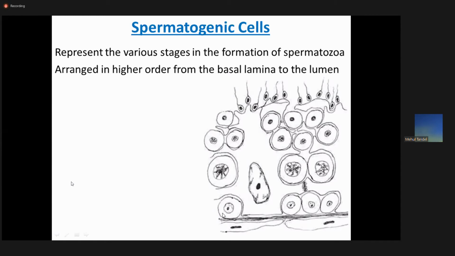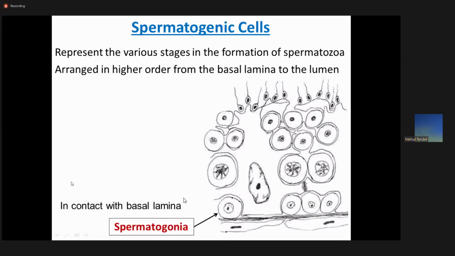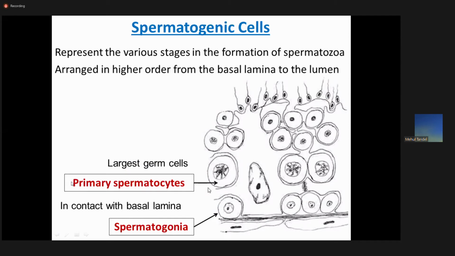Near the basal lamina there will be spermatogonia, and towards the lumen there is a mature cell, which forms later. Clear? So near the basal lamina there is the presence of spermatogonia, which lie in contact with the basal lamina. Above it there is the presence of primary spermatocyte, which is the largest germ cell. Then the other cells, secondary spermatocyte, spermatid and spermatozoa, are all present near the lumen.